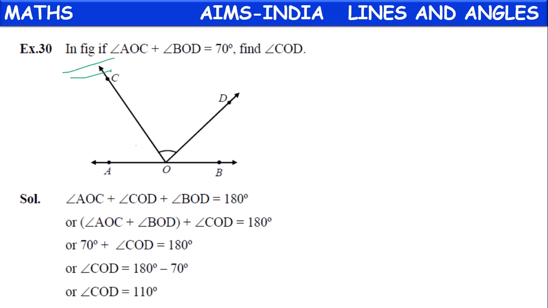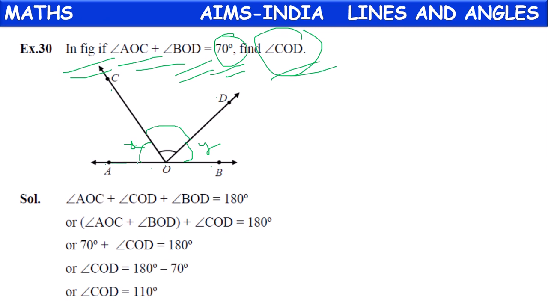In the figure, if angle AOC plus angle BOD equals 70 degrees, what is angle COD? So AOC, let it be X, and BOD, let it be Y, so X plus Y equals 70 degrees. Then what is this COD?